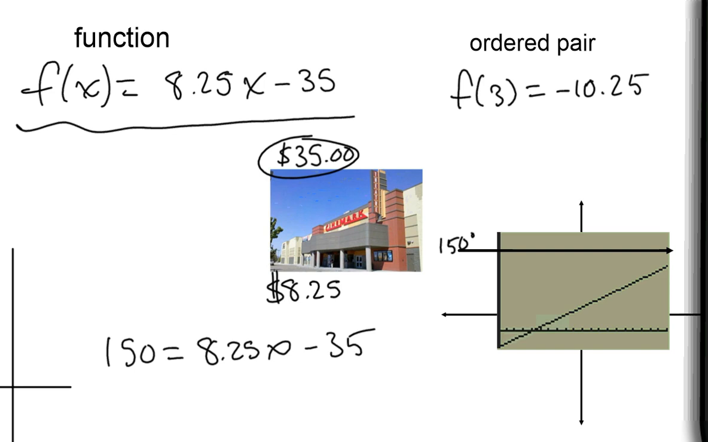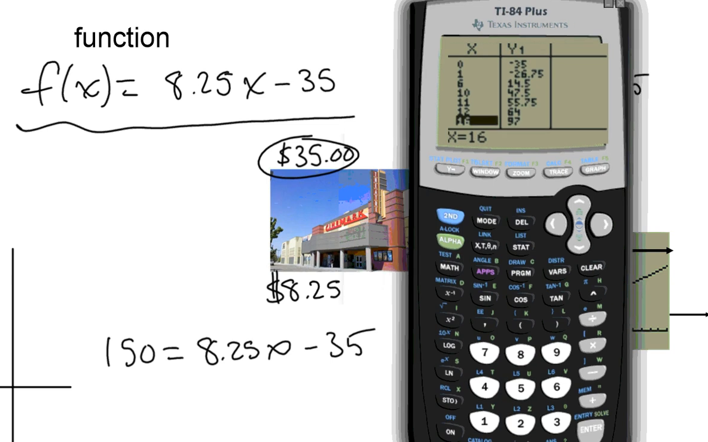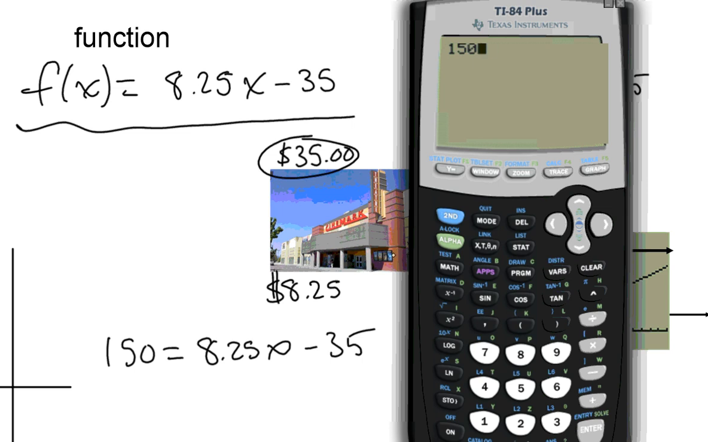In fact, let me do that and write that down. So I'll take $150. Let me quit the graph. $150, and I'm going to add to that $35. And once I've done that, I'm going to take that and divide by 8.25.